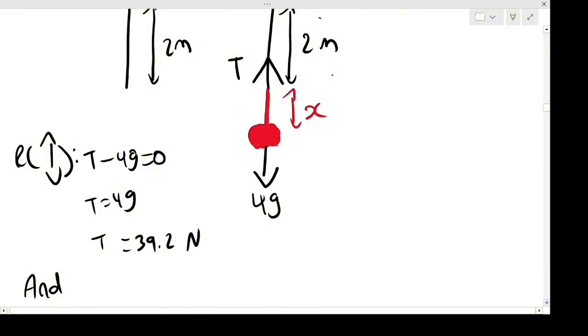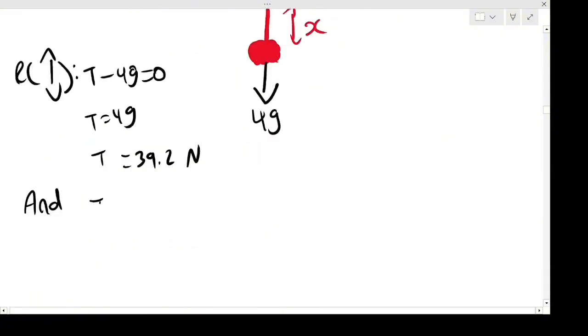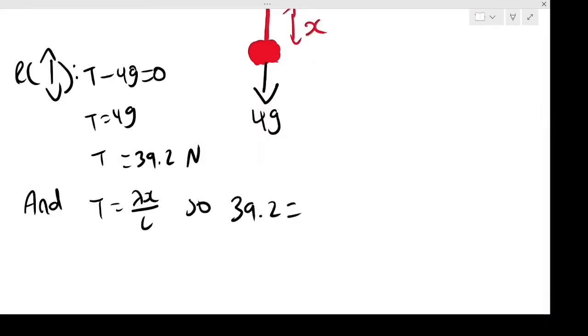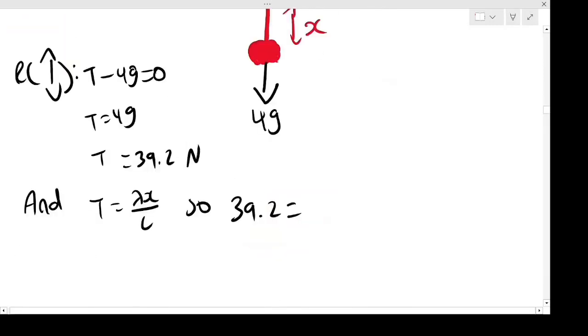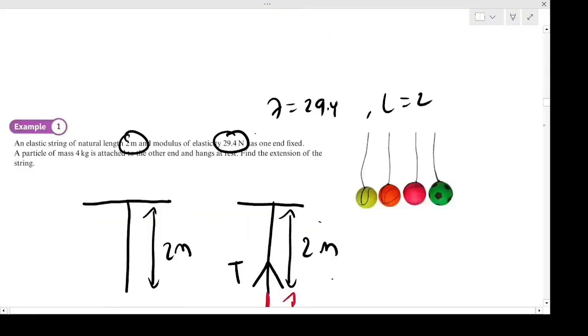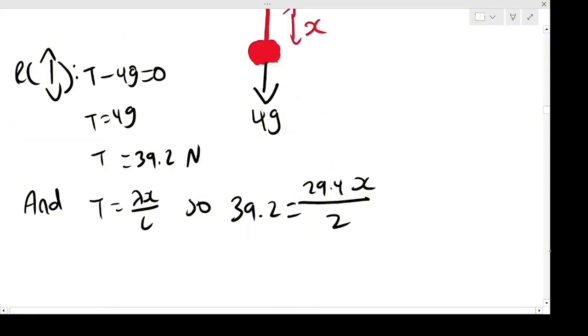But we also know, because of Hooke's law, that T is lambda x over L. So tension is 39.2, lambda, my modulus of elasticity, is 29.4, and my natural length is 2. So lambda 29.4 times my extension x over my natural length of 2, so my original length. Now I can just solve for x.